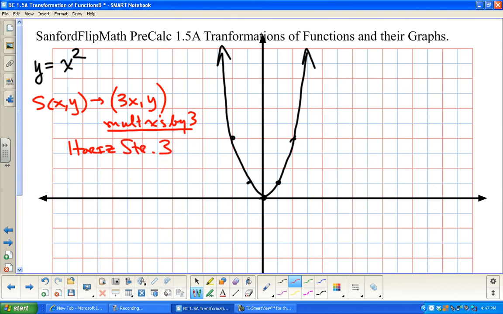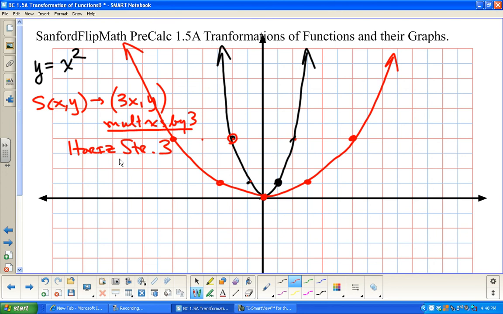of 3. So this x value at this point 1, 1, it becomes 3, 1. 0, 0 becomes 0, 0. I'm multiplying the x's by 3. Multiplying this x by 3. This x gets multiplied by 3, so now it's negative 6. Okay, so now the question is, what's the equation?